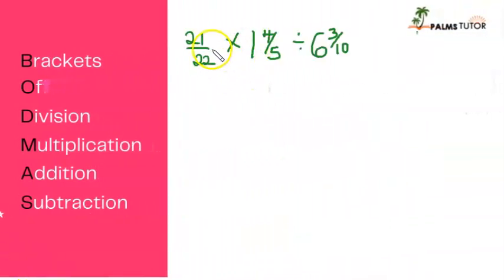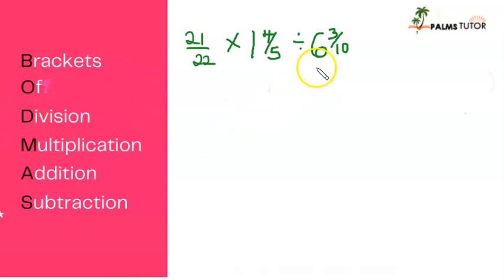So we have 21 over 22 multiplied by 1 whole number 4 over 5 divided by 6 whole number 3 over 10. So which of the operations should we solve first? BODMAS. Which one comes first? We don't have a bracket here, so we skip. There is no "of", we skip. Oh, we have a division, so we must do that first, right?